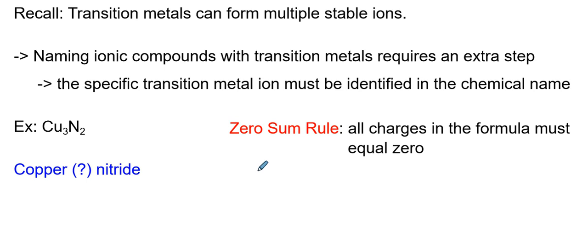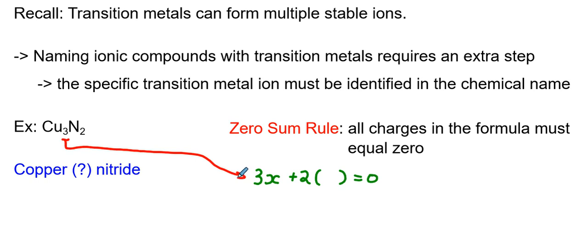We're going to say that the 3 coppers, I'll call the charge on the copper x, plus the 2 nitrides, and we'll put the charge of the nitrides in brackets here, equals 0. Just to be clear, this 3 here led me to that 3 here. This 2 here led me to this 2 there.